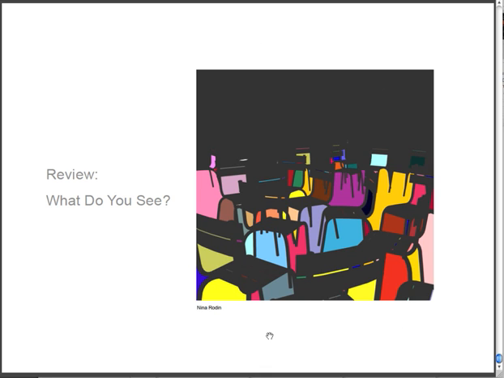One more. What do you see here? If you look at this, this is actually a photograph of a kind of a jumble of chairs in a room. And what's emphasized here, what's received the color treatment, is the negative shapes.